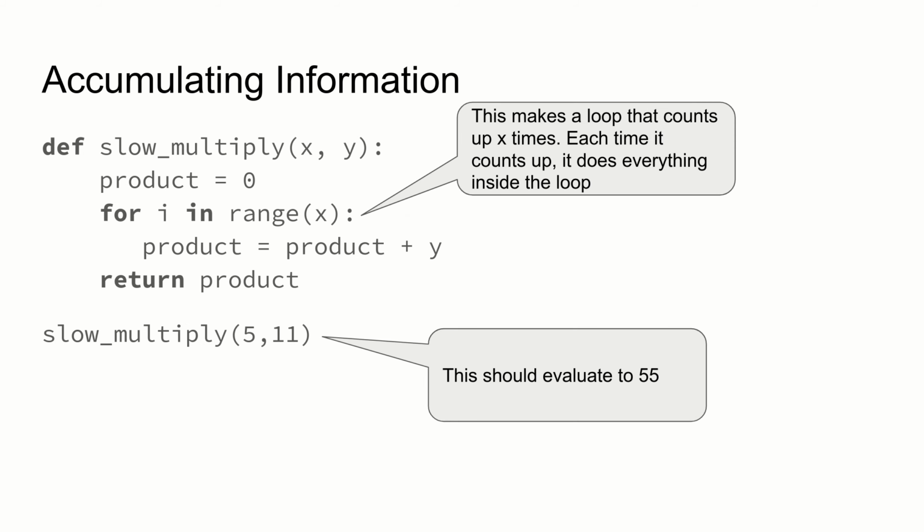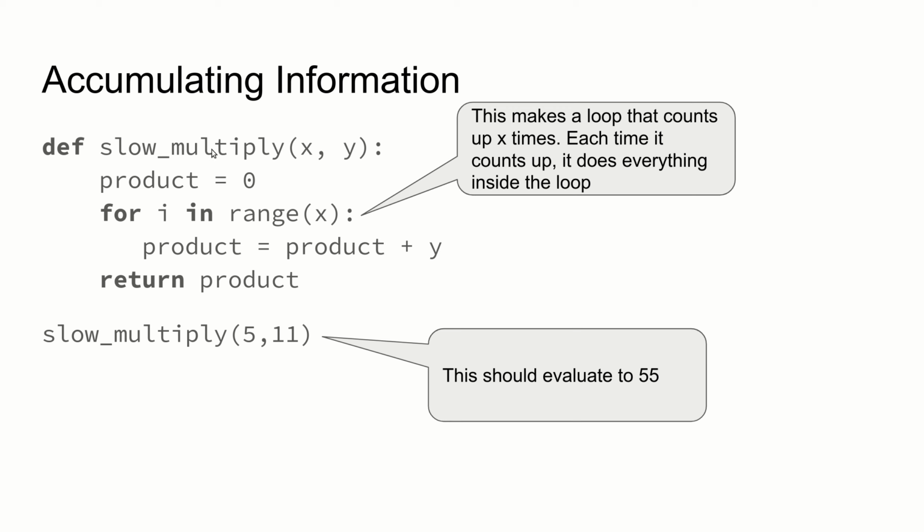One thing we often want to do with loops is to keep track of something throughout the loop, and especially to accumulate information or to build a result. Examples of this might include adding characters onto a string so that you get a longer and longer string each time, adding things into a list, adding numbers as we see here.